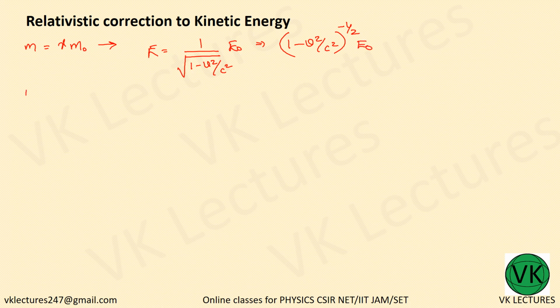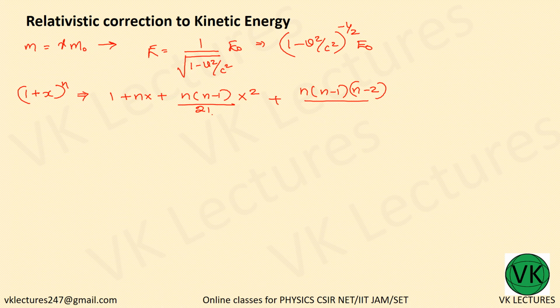Now one more thing we know: how can we write (1 plus x) to the power n in series form? That is nothing but 1 plus nx plus n into (n minus 1) by 2 factorial into x square. One more term, if you want, you can write n into (n minus 1) into (n minus 2) by 3 factorial into x cube, but we need only the first order correction.